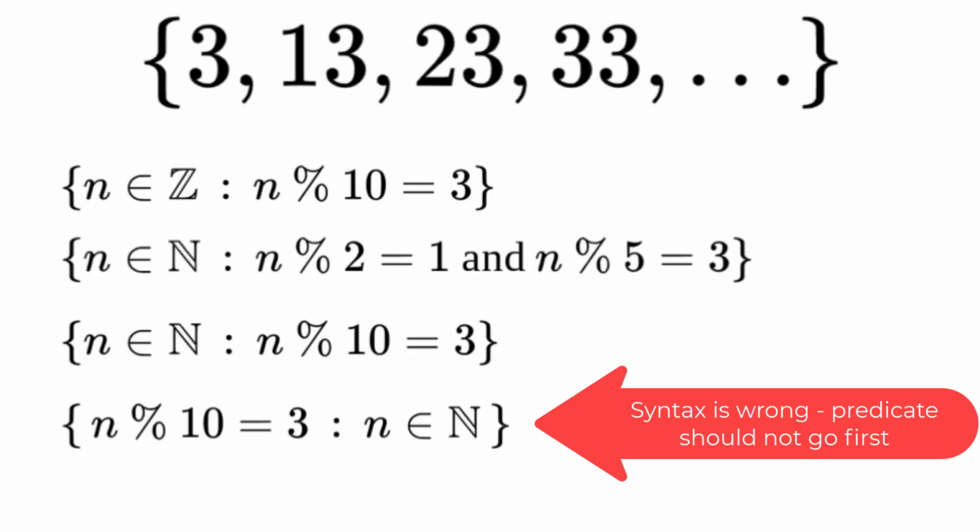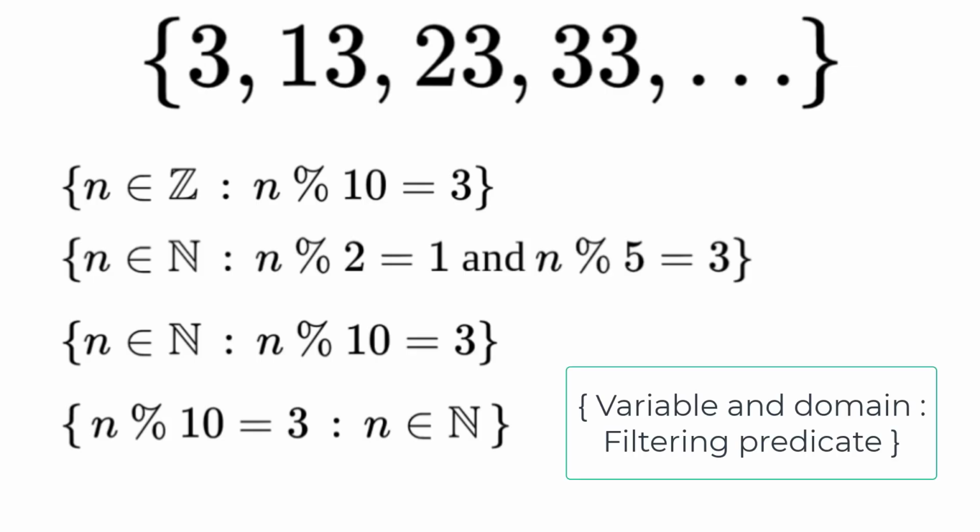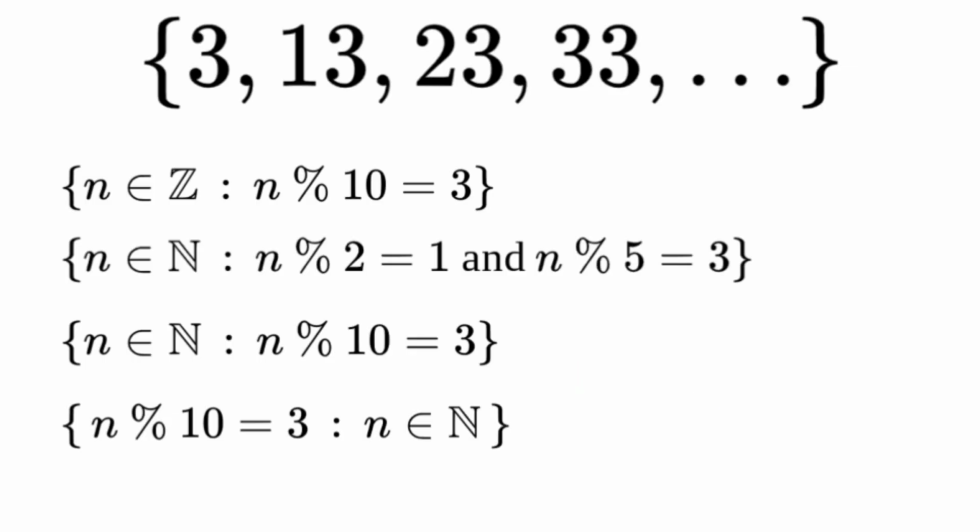This other one is incorrect because it has the predicate listed first and the initial set second, and that syntax doesn't make sense. If you read it aloud, it says the set of n mod 10 equal 3 such that n is in the natural numbers. That doesn't make any sense in English, and so it also doesn't make any sense in math. Correct set builder notation of this type does not list the filtering predicate first. You can't, because we have to have a set of numbers to filter first. So be mindful of the syntax you use to write sets in set builder notation.